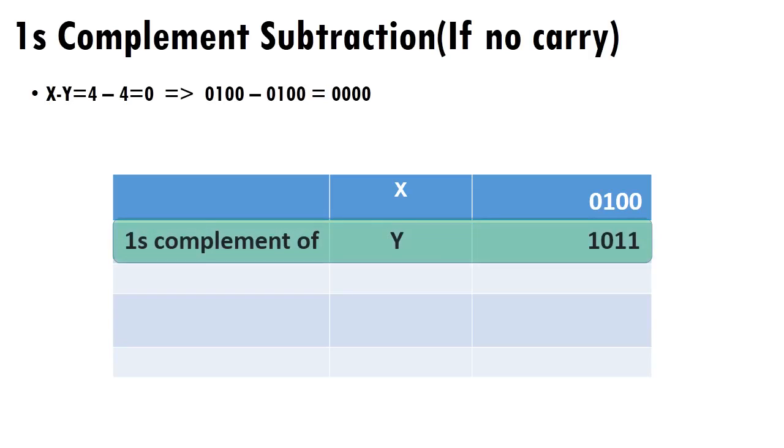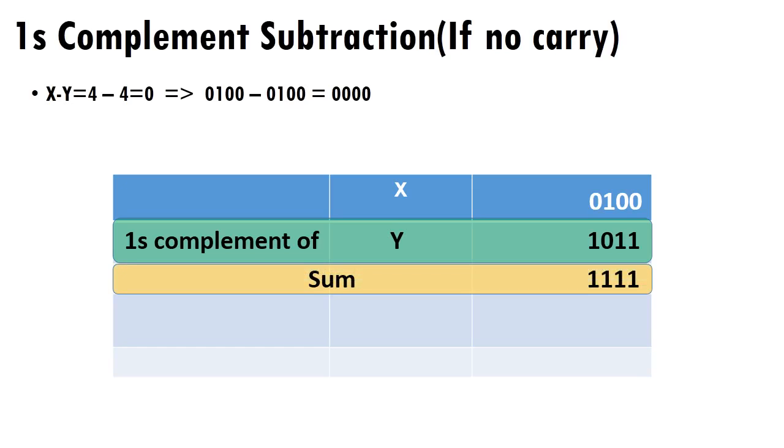Here we have taken one more example. In this example, we have subtracted 4 from 4. The answer should be 0. Now let's see how we can get the 0. Now the x value is 0100, and when we complement the y value, we get 1011. Now we add these two values x and y, and we get 1111.